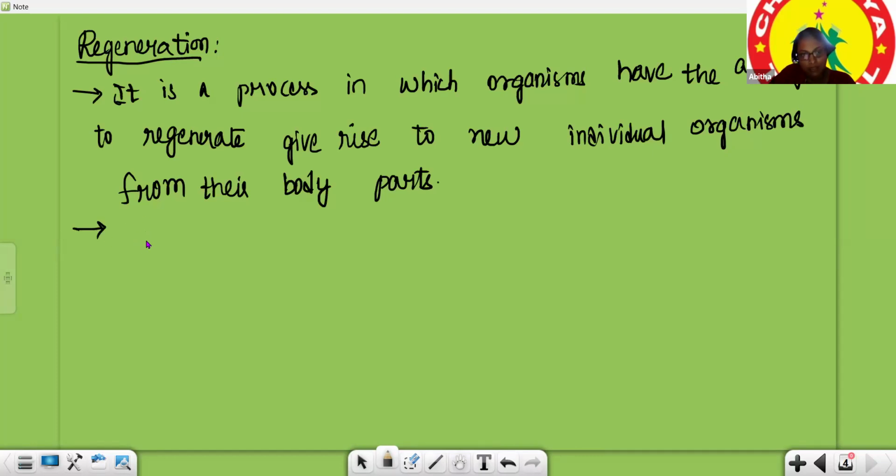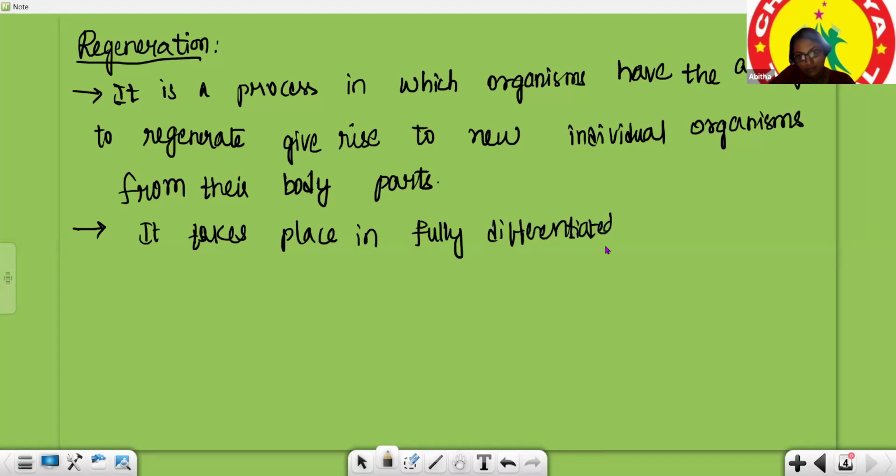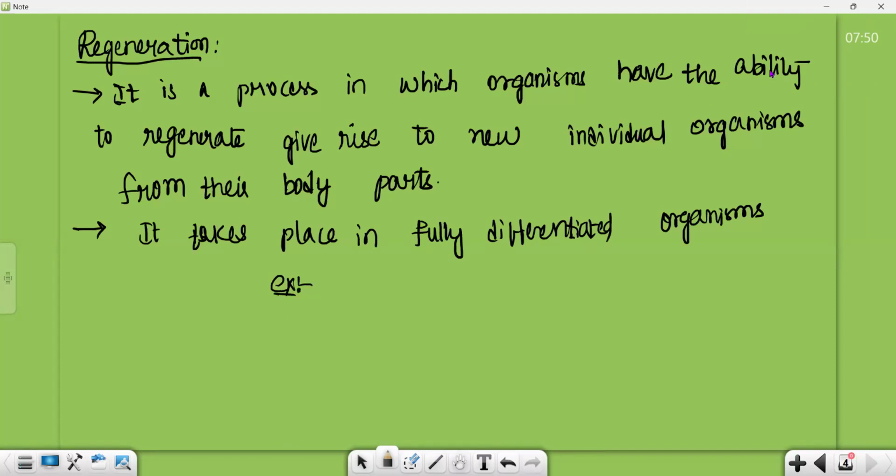In which type of organisms does it take place? It takes place in fully differentiated organisms. So what is the meaning of differentiated? Could anybody tell me? Ma'am, what did you ask? What is a differentiated organism? Ma'am, maybe an organism which has a completely different role compared to one another.